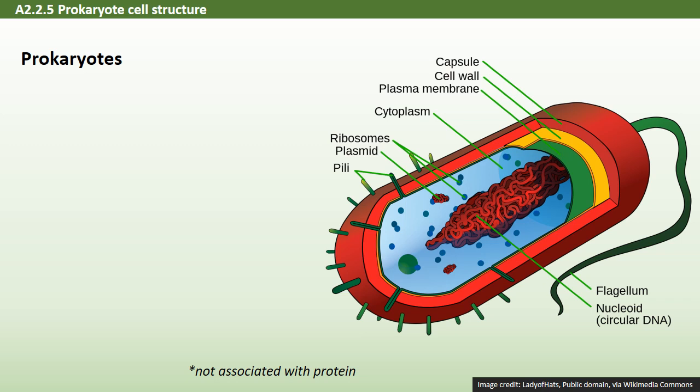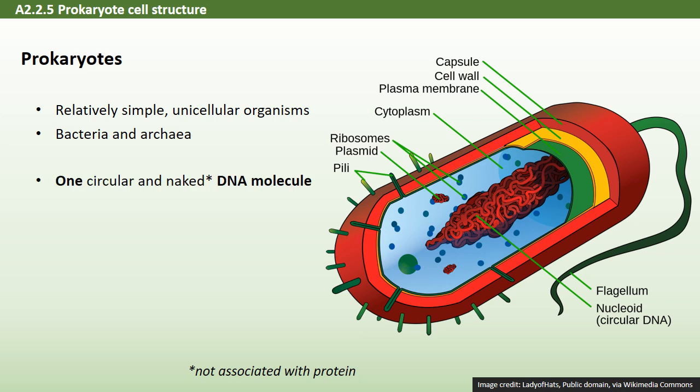Let's have a look now at the simplest cells, prokaryotes, always unicellular. The bacteria and the archaea are prokaryotes, and they have one circular and naked DNA molecule. Naked means not associated with protein. They also have a nucleoid. It's not a real nucleus. It doesn't have a membrane around it. It's more like a region where the DNA is located.